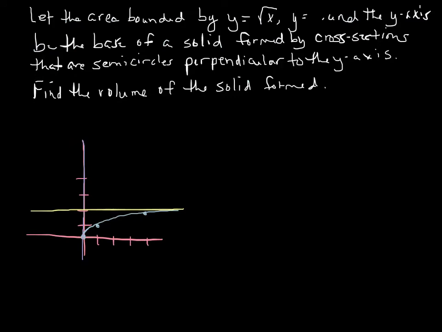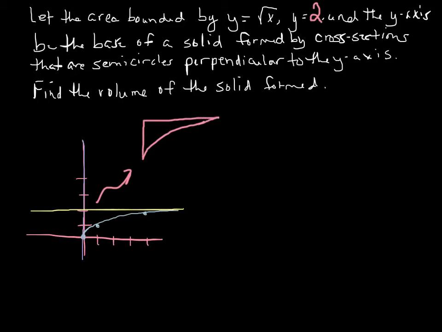All right, our last example. We're going to take the area bounded by y equals the square root of x and y equals 2, and the y-axis. We're going to make that the base of our solid. And we're going to use cross sections that are perpendicular to the y-axis and find the volume. So this time, again, let's enlarge that. If I bring this out, it's going to look like this shape.